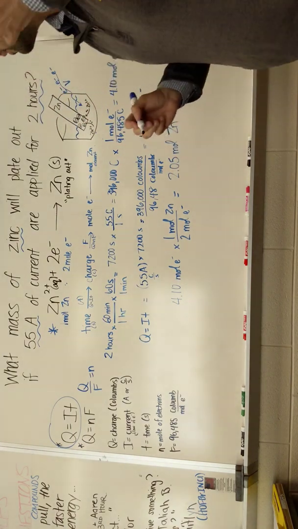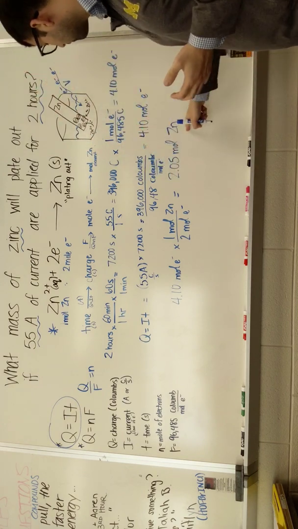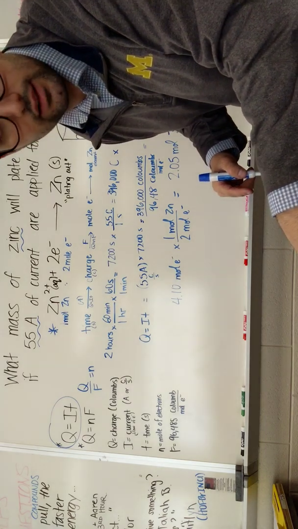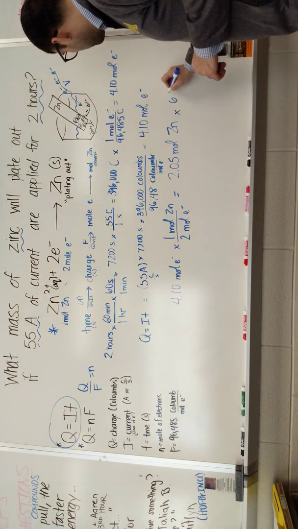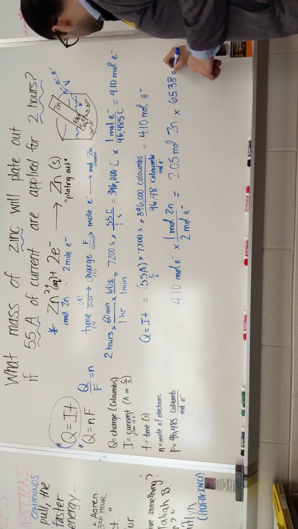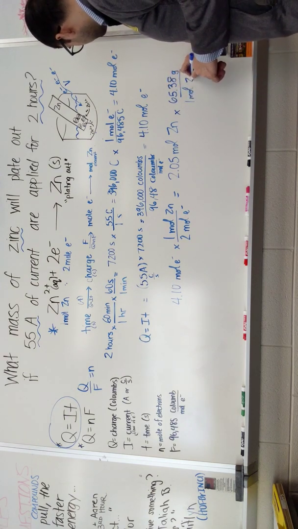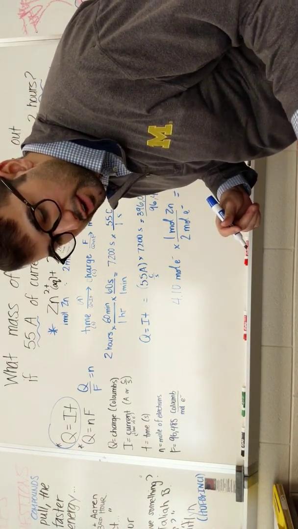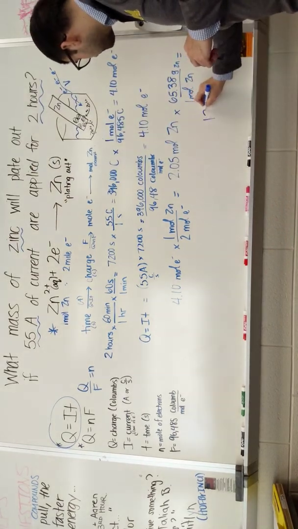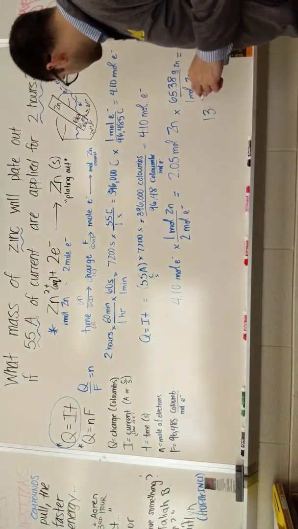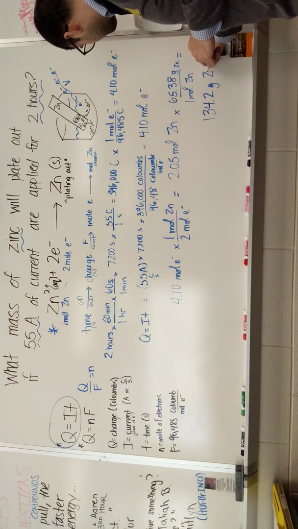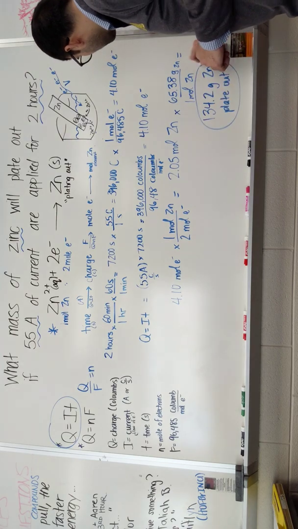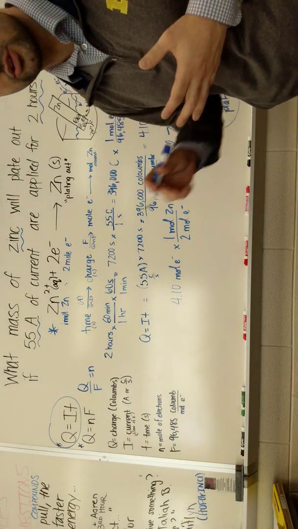And then finally, the last thing that you should be able to do is go from moles to grams. I could just use the molar mass that's on the periodic table. Zinc is 65.38 grams. So if I multiply the moles times the molar mass of zinc, I will get how many grams plated out. So 65.38, I get 134.2 grams of zinc plate out. Okay? So, that is how you do an electrolysis question with calculations.